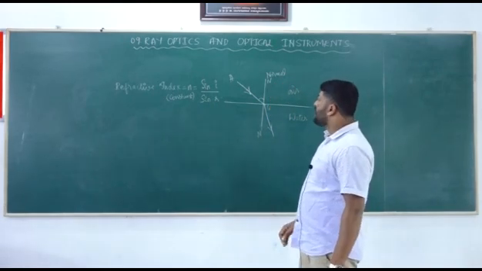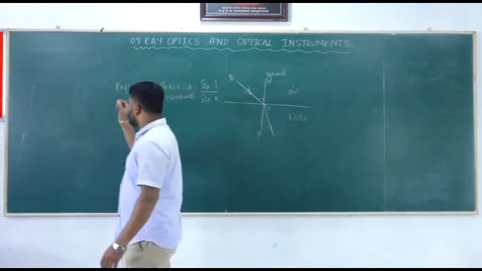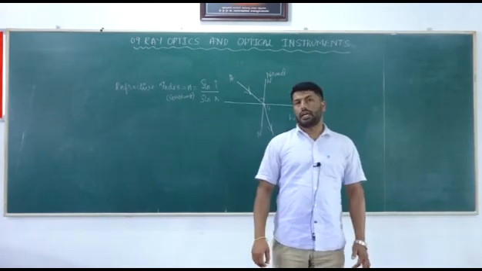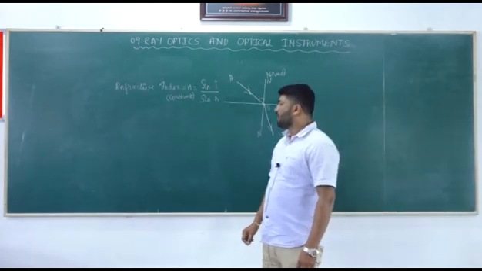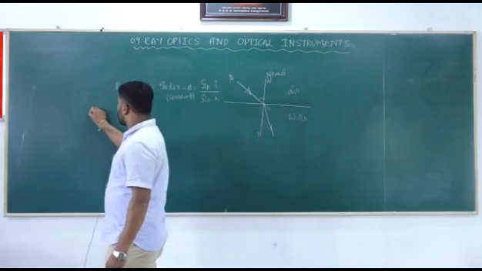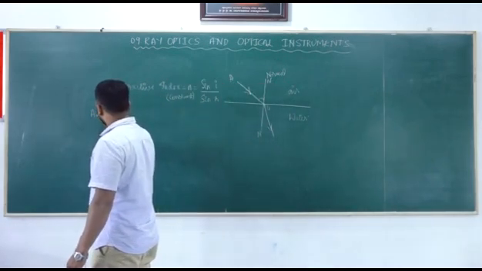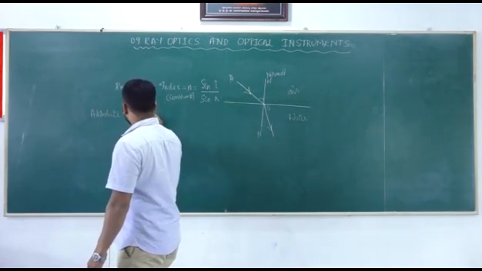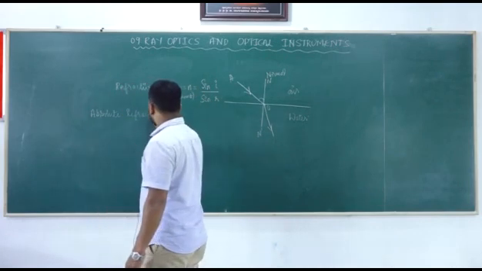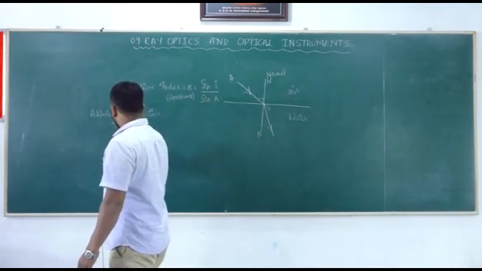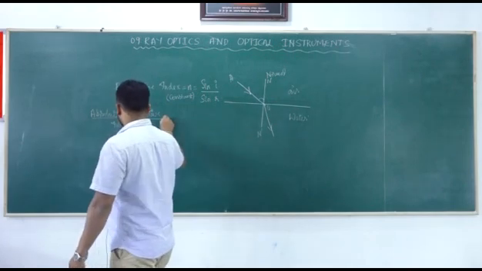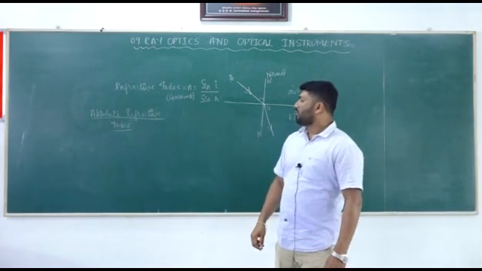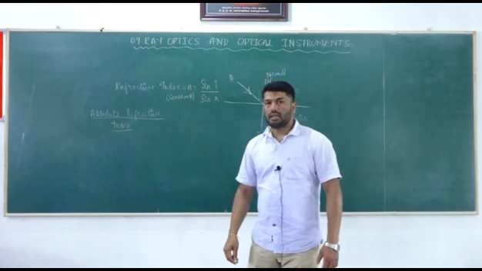Now the meaning of that refractive index is explained in terms of the speed of light. That is the absolute refractive index, or simply we call it the refractive index. This is called Snell's law. Now I will explain the meaning of the refractive index, the absolute refractive index, or generally just the refractive index.